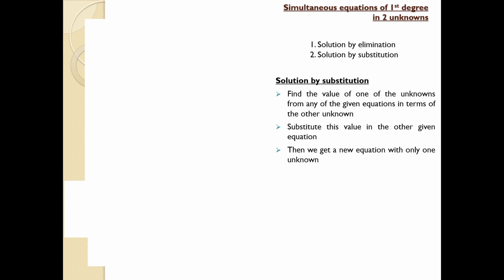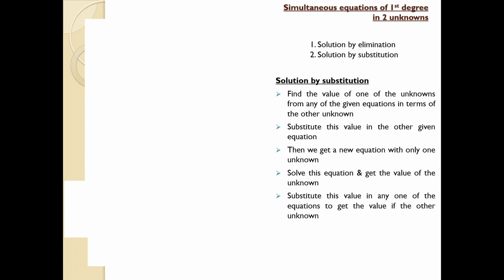I will explain a case, then you will get the meaning of that. Solve this equation and get the value of the unknown. We will definitely find it. Substitute this value in any one of the equations to get the value of the other unknown. Let's see how this case is done. x plus y equal to 8, 2x minus y equal to 7.